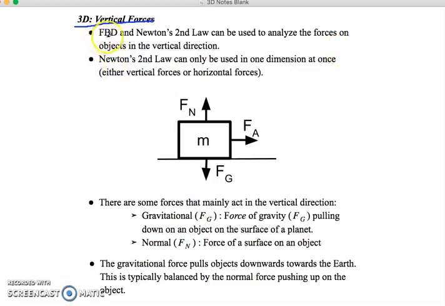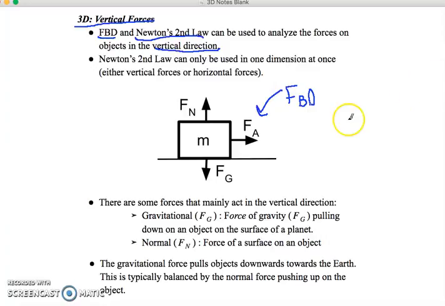So again, the same tools that we talked about before: the FBD, the free body diagram, like down here. This is an FBD. This is the tool where we write all of the forces out, and then Newton's second law. Free body diagrams and Newton's second law can be used to analyze forces in the vertical direction as well. So not just the horizontal, we can now look at the vertical direction.